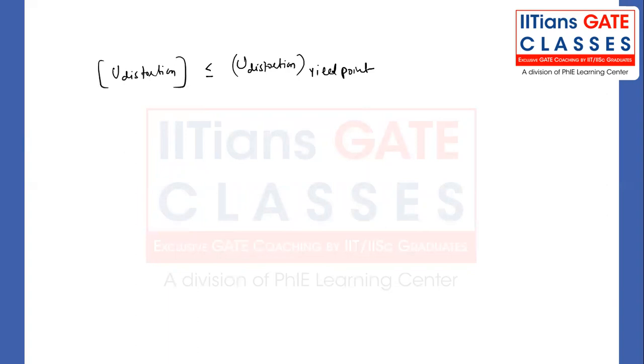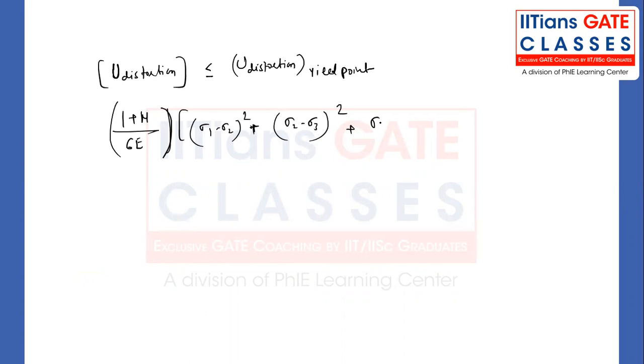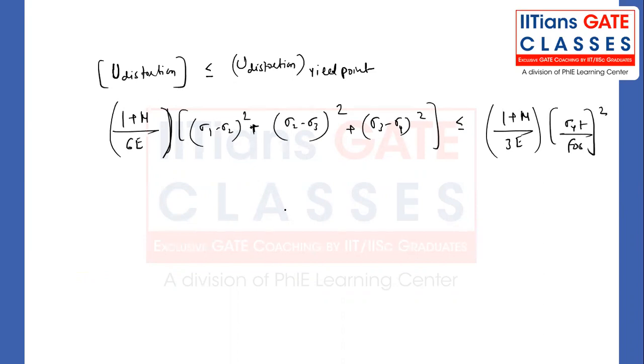So what is the total distortion energy, my dear friend? 1 plus mu divided by 6E, sigma 1 minus sigma 2 whole square. See, we have to remember the formulas; we cannot escape from that. Sigma 1 minus sigma 2 whole square plus sigma 2 minus sigma 3 whole square plus sigma 3 minus sigma 1 whole square. That should be less than or equal to 1 plus mu divided by 3E, sigma yt divided by factor of safety, whole square.